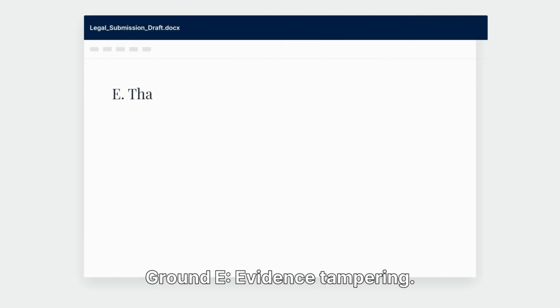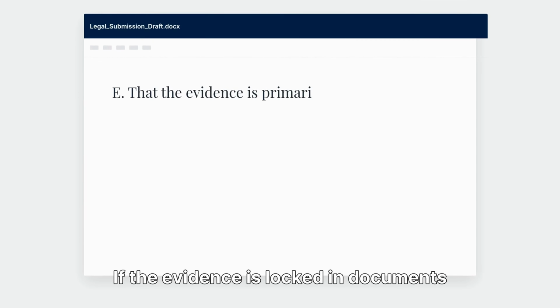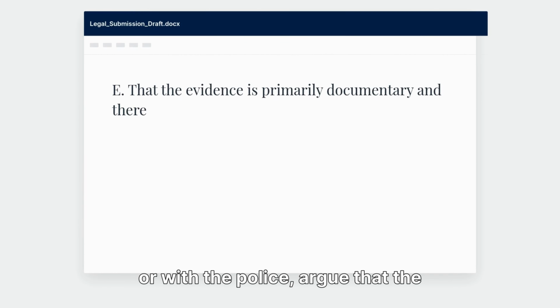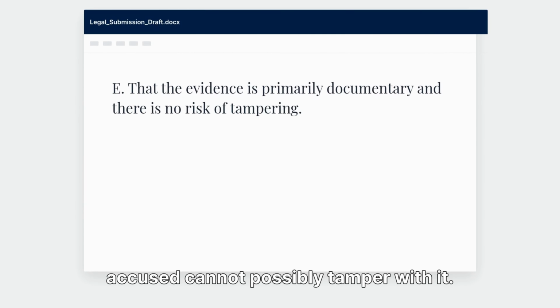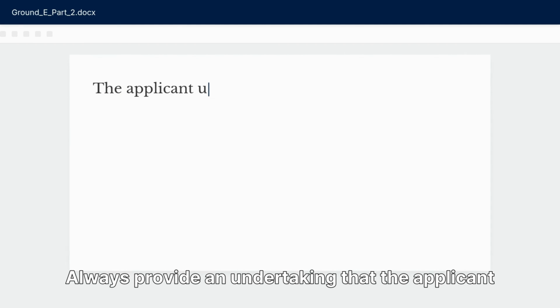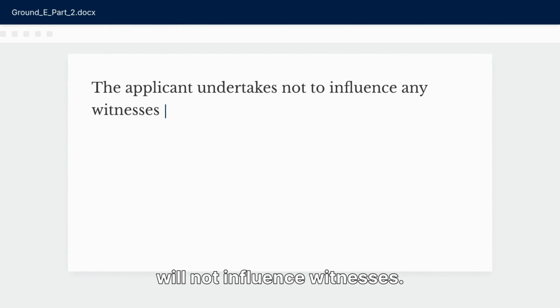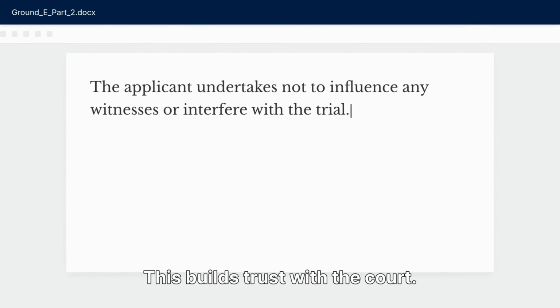Ground E, evidence tampering. If the evidence is locked in documents or with the police, argue that the accused cannot possibly tamper with it. Always provide an undertaking that the applicant will not influence witnesses. This builds trust with the court.